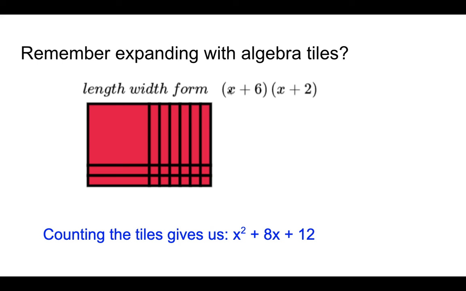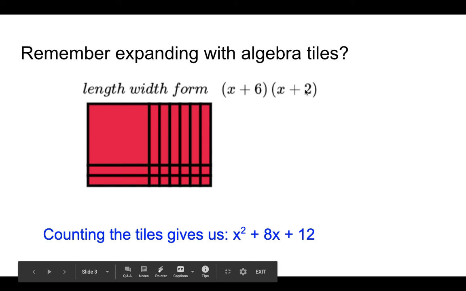You can get the same answer if we do our FOIL method, right? x times x is x squared, x times 2 is 2x, 6 times x is 6x, so 6x plus 2x is 8x, and then 6 times 2 is 12. Now we're going to go backwards.